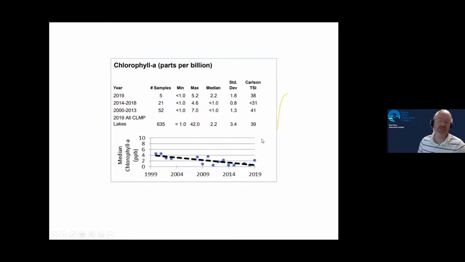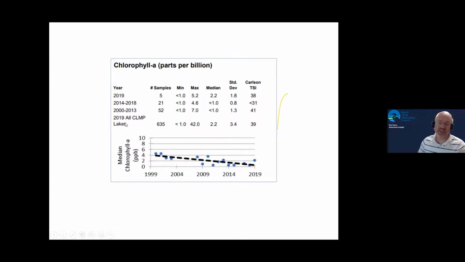Speaking of chlorophyll, here's just a close-up of what one of those parts will look like. You can see that we have these different windows. We have the current year, we have the past 5 years, and we have your whole history. Then we also give a little comparison of all the lakes that have registered that particular year, so you get a sense of how does my lake compare to other lakes?